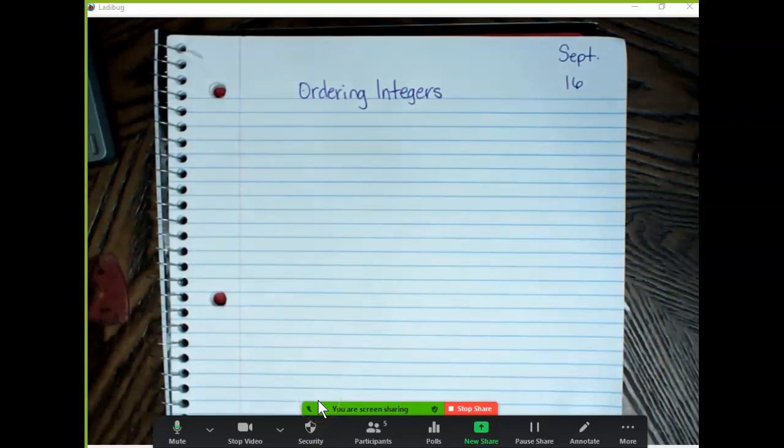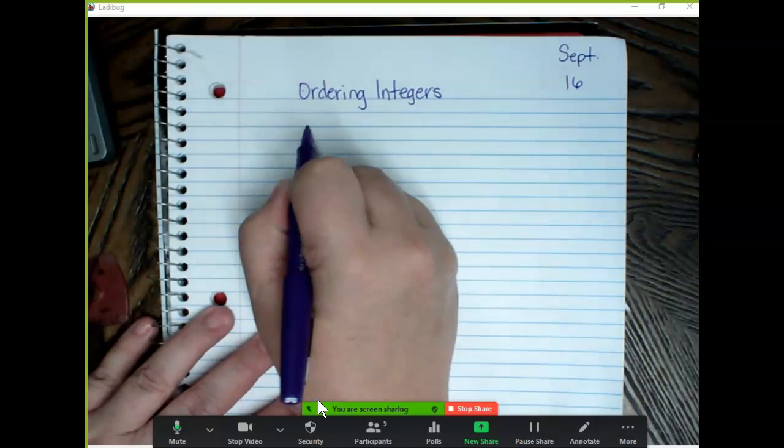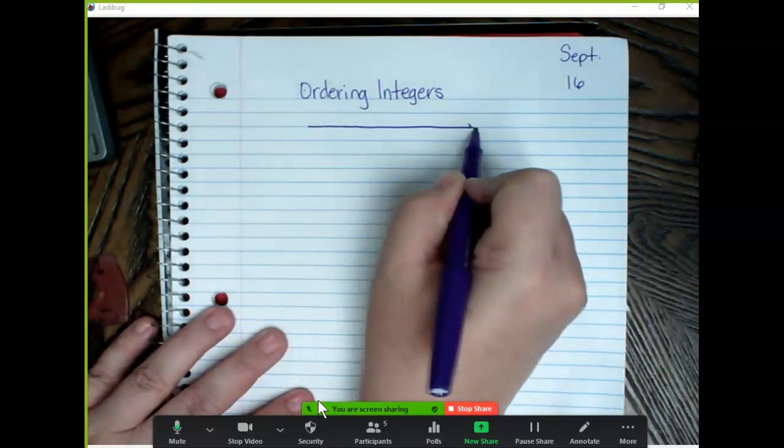When we talk about ordering integers, what we mean is putting them in order from either least to greatest or greatest to least. When we're talking about ordering integers, I visually think of a number line. Sometimes it helps me if I make a mini number line on my paper.